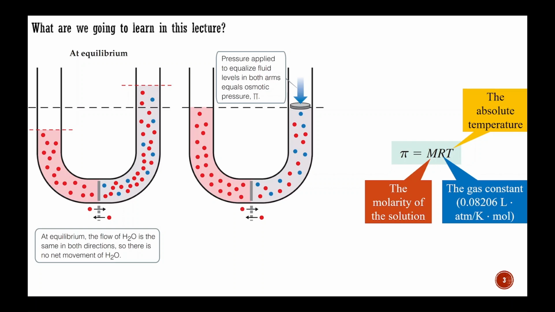In systems like the one presented here and in living cells, the semi-permeable membrane allows solvent molecules but not solute particles to pass through. You learned that osmotic pressure is the pressure required to prevent osmosis from occurring. In this lecture, we will continue our examination of colligative properties.